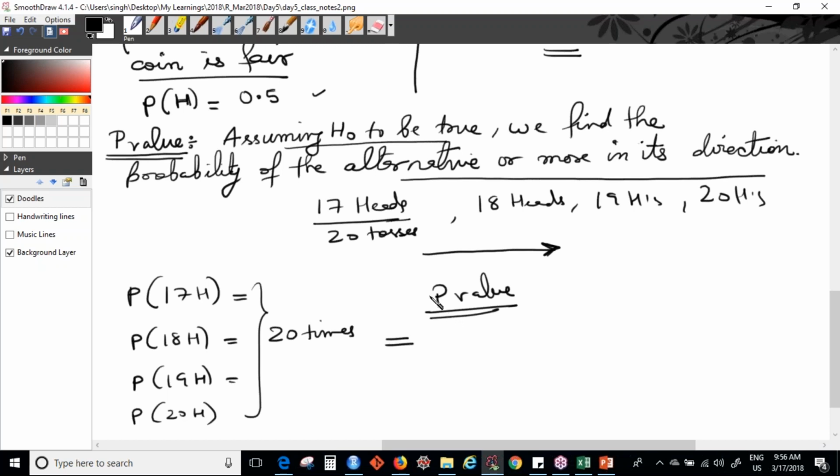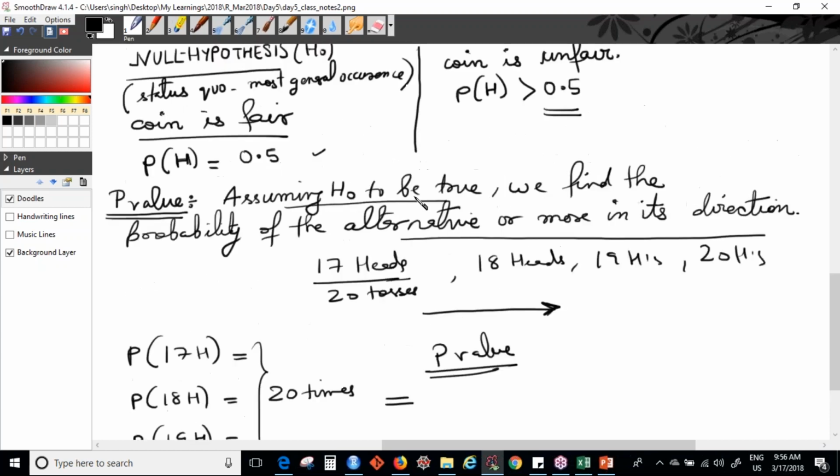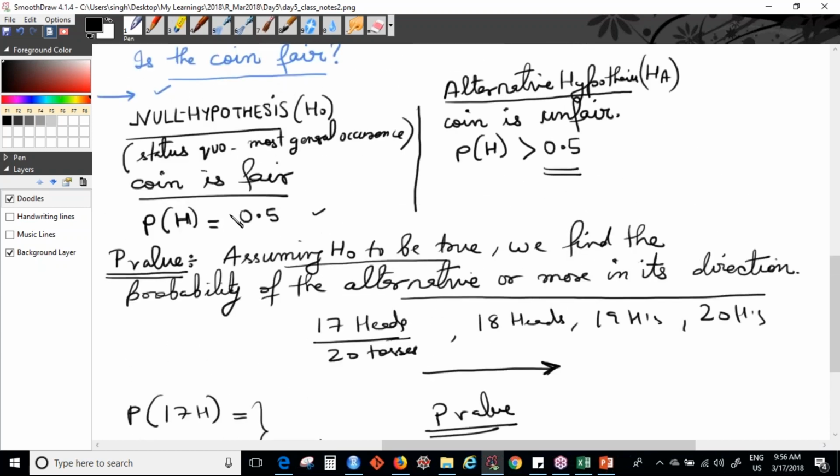Yeah, Deepan, I'll explain it once again. So what did I do here is, I started with a null hypothesis, a null assumption. The null assumption is that my coin is fair. Whatever is the status quo or the most general occurrence, that will be my null hypothesis. So I start with the assumption that my coin is fair. When my coin is fair, what happens to your probability? My probability will be 0.5.